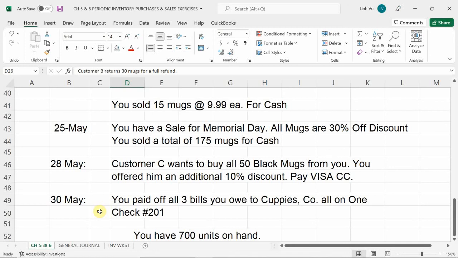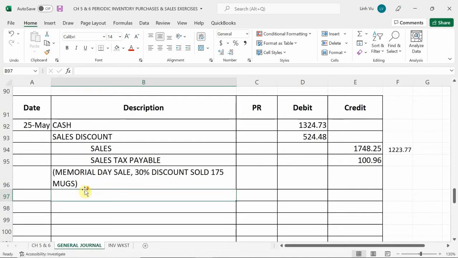So let's review that again. Customer C wants to buy out all your black mugs. So maybe he came to the store and he was like, do you have another color? And we said, yes, we have black. He goes, perfect, I'll take everything that you have. So we sold all 50 black mugs. And because he got rid of the inventory that we didn't want, we offered him an additional 10% discount off of them. And he paid with a Visa credit card. So, how do I journalize this?